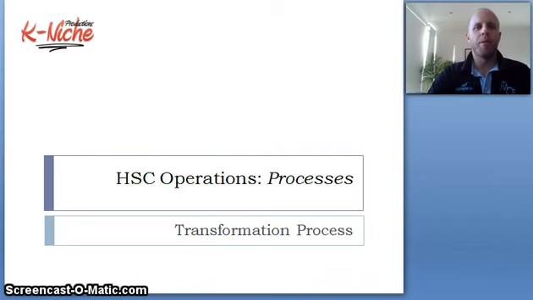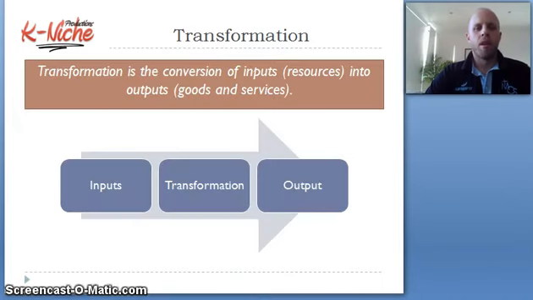As you can see today, we'll be looking at the HSC topic of operations and the subtopic within that is processes and the transformation process. As you can see, the definition of transformation is the conversion of inputs, so resources, into outputs, so goods or services. As you'll see from the flowchart below, transformation is in that middle part of that flowchart that leads to the output eventually.